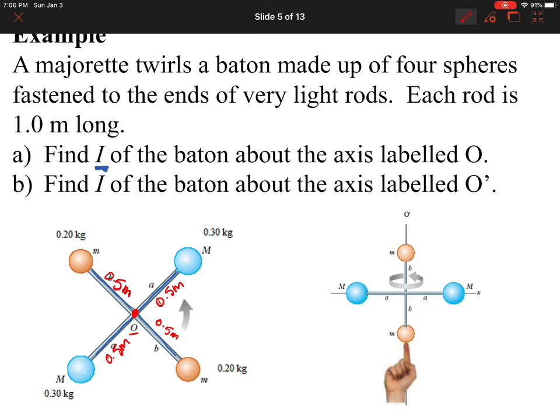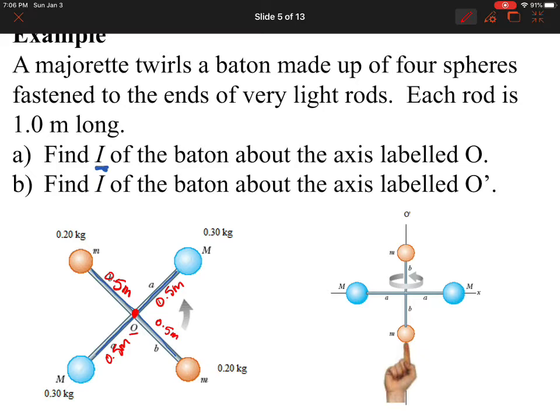So this is going to be the greatest moment of inertia, spinning it in this way. The reason is that if you spin it this way, everything with mass is as far away from the center as it can get.